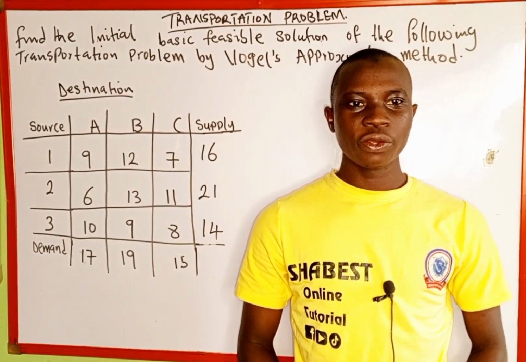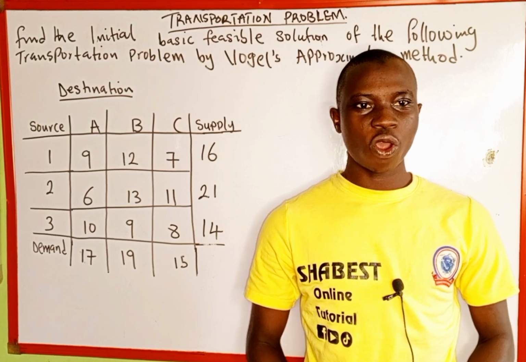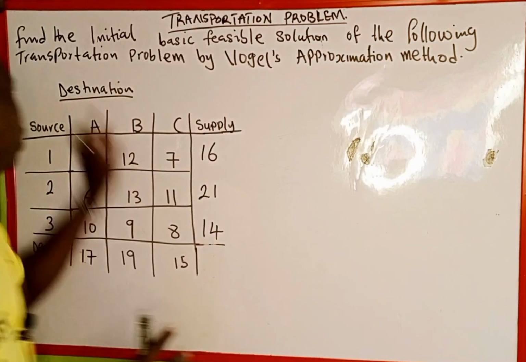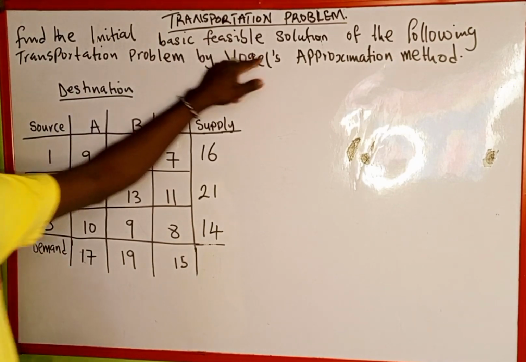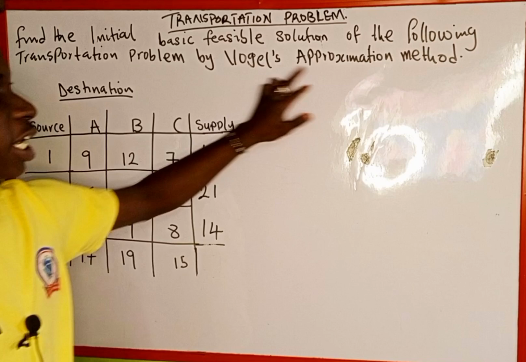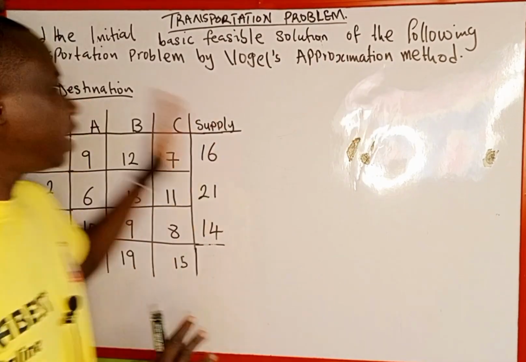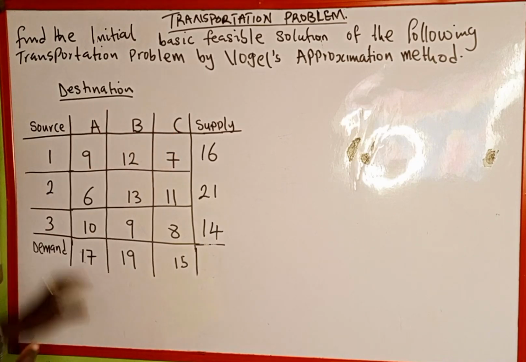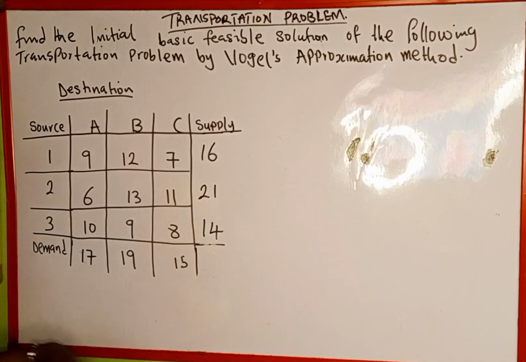In today's tutorial, we're going to learn how to find the transportation cost using Vogel approximation method. The problem on the board reads: find the initial basic feasible solution of the following transportation problem by Vogel approximation method. And here is the destination. We have the sources A, B, C, demand and 1, 2, 3 supply.